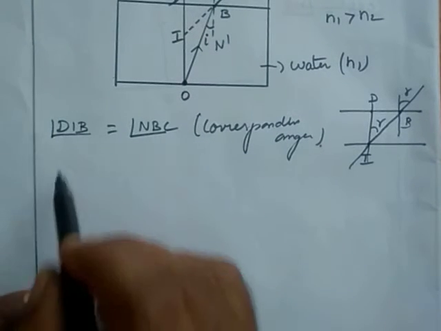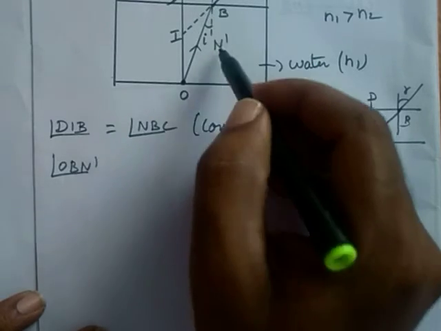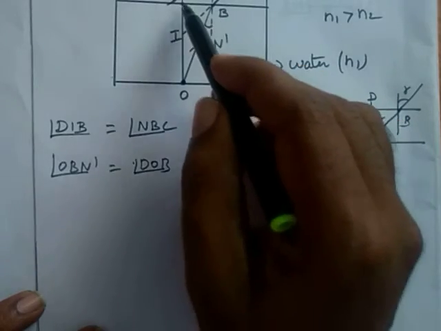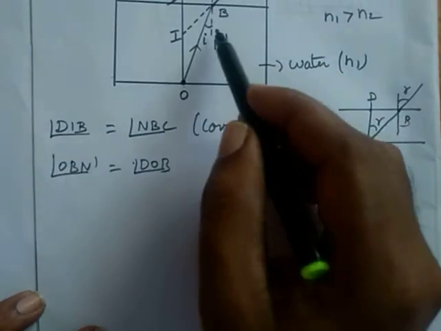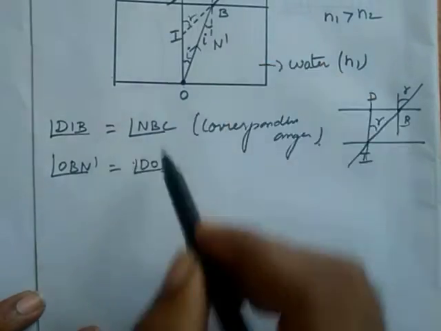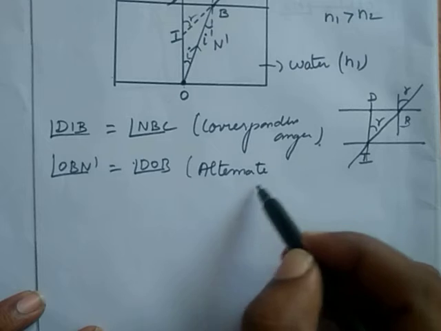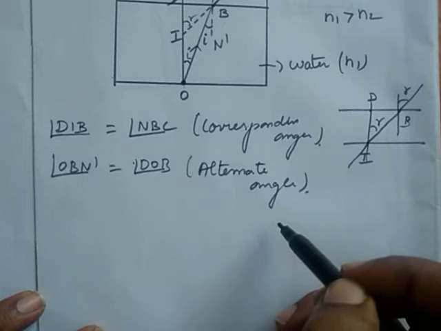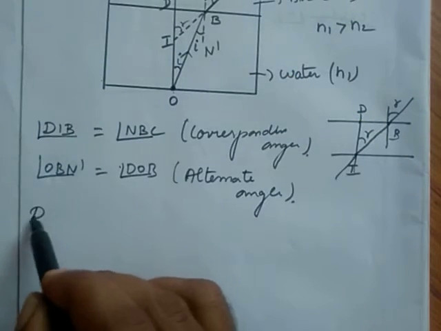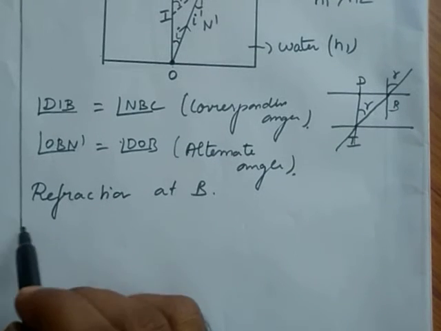The next angle, OBN dash, is equal to angle DOB, because these two angles are alternate angles. This is I, this is R. Here there will be a refraction at point B, so we can apply Snell's law.